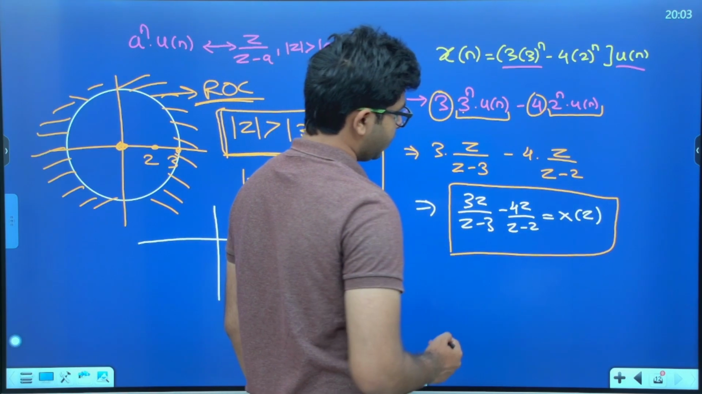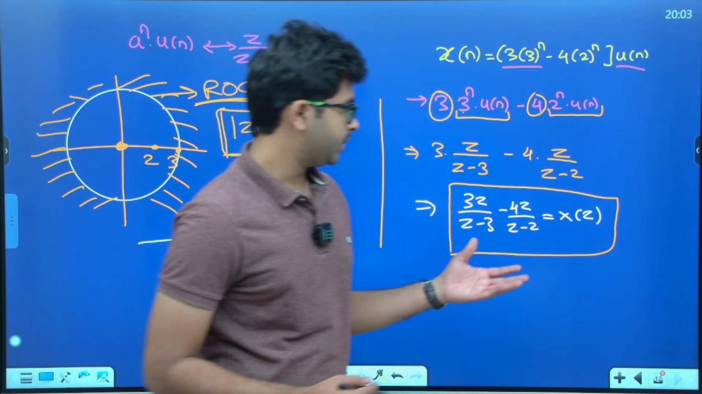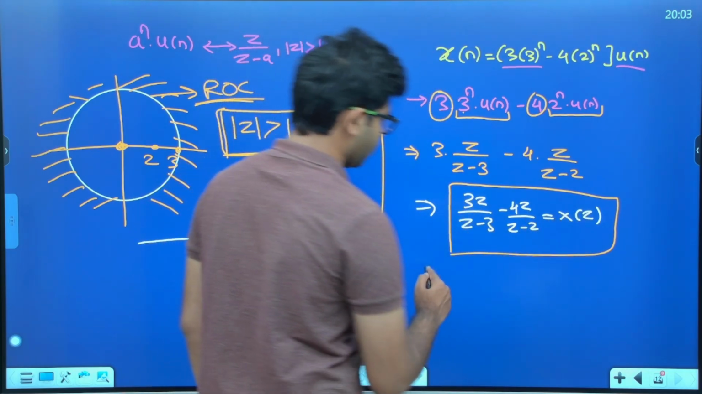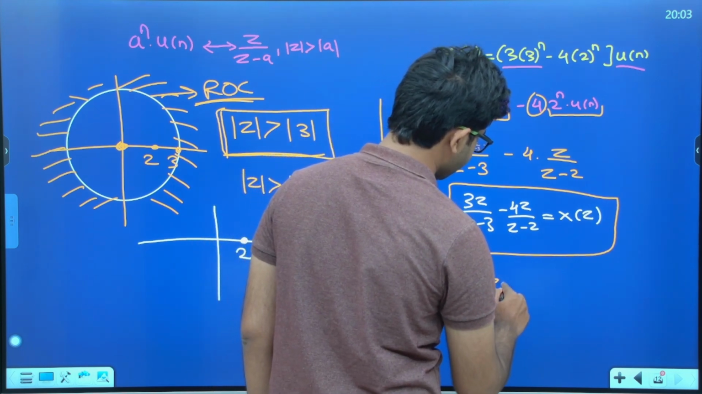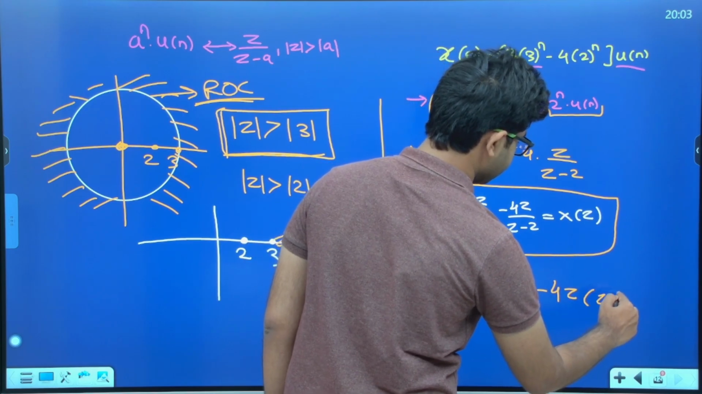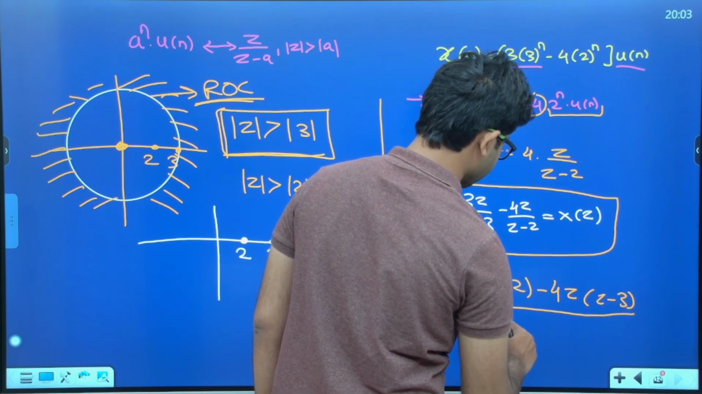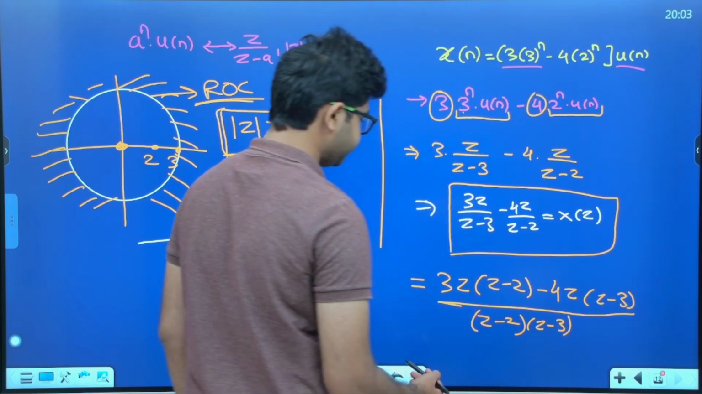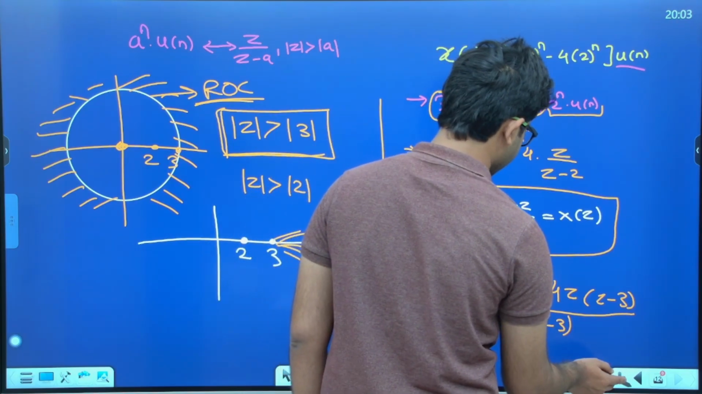Or we can also simplify it, so that z square or some other term will be there, and after simplifying you can also write it. Okay, for this example we will try to solve it. Let's try to simplify it further. Now it's 3z into z minus 2, minus 4z into z minus 3, upon z minus 2 and z minus 3. Now this will be 3z square minus 2z.